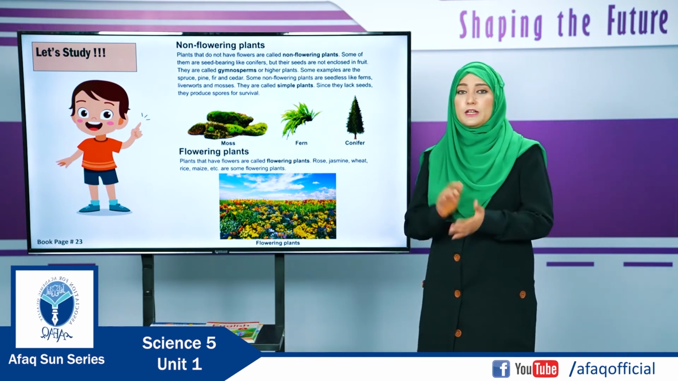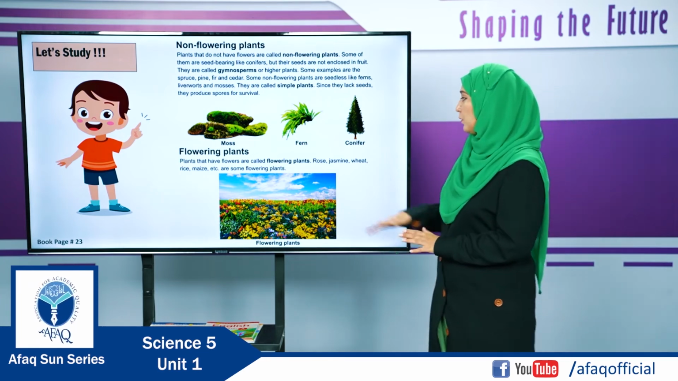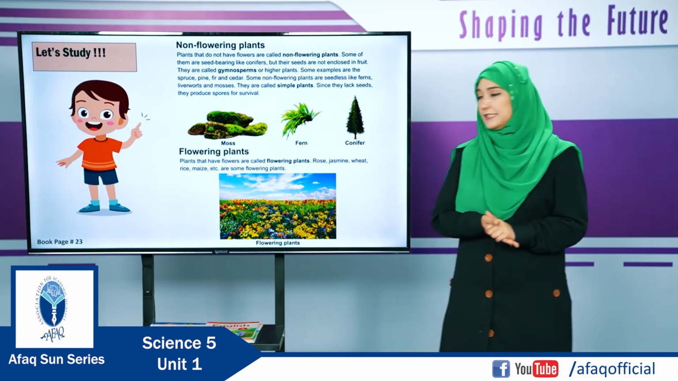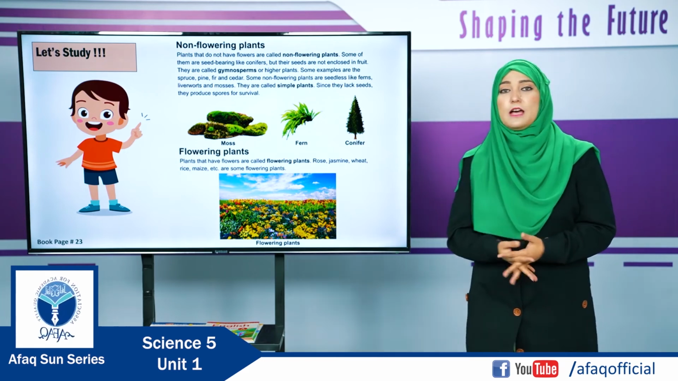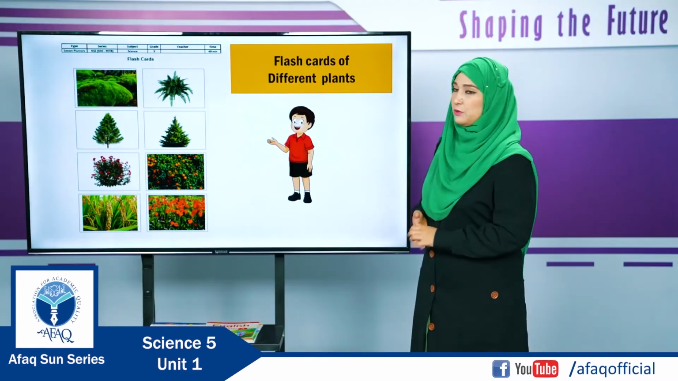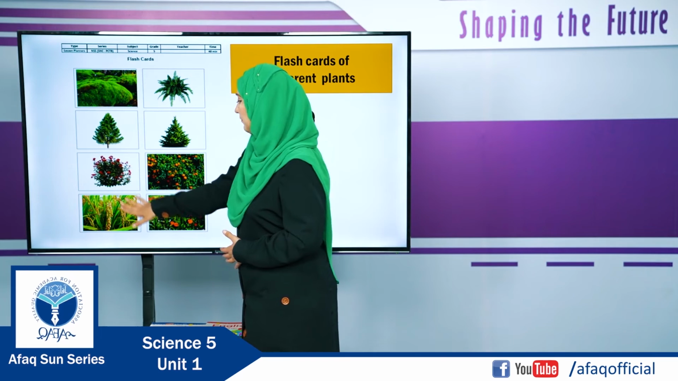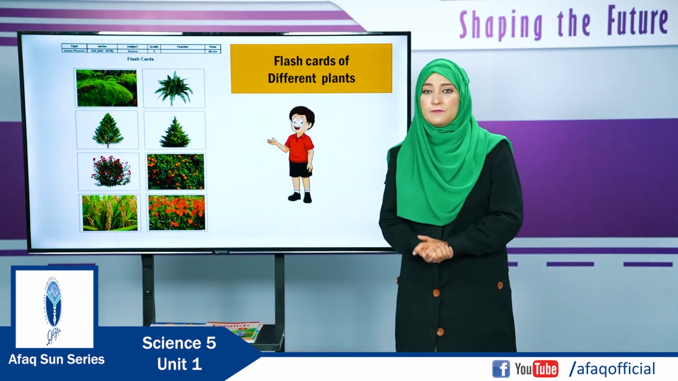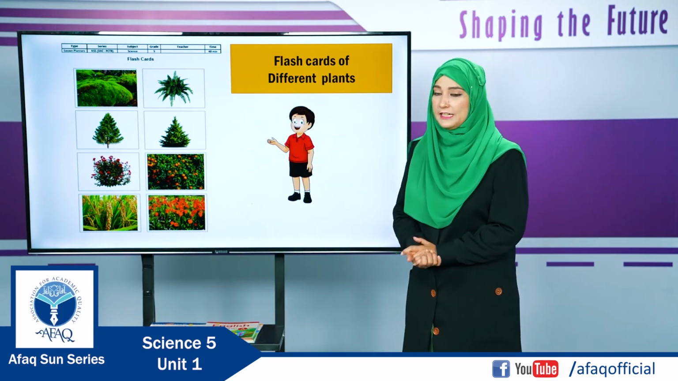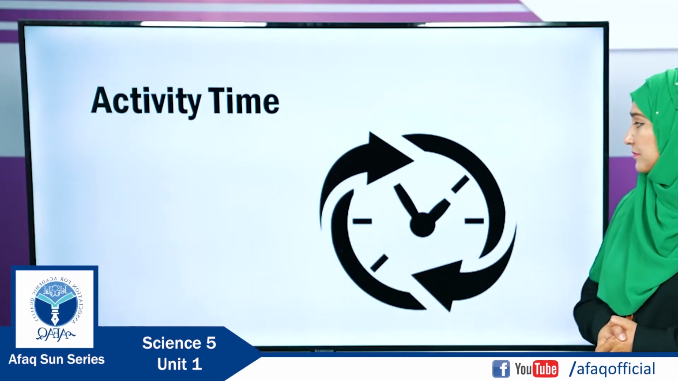Now we will see what are flowering plants. Flowering plants have flowers. Rose, jasmine, wheat, rice, maize are examples of flowering plants. Okay students, observe these flashcards. What can you see here? You can see some non-flowering plants and some flowering plants. Identify these plants and tell their names to your teachers. It's activity time and we are moving to our next period.